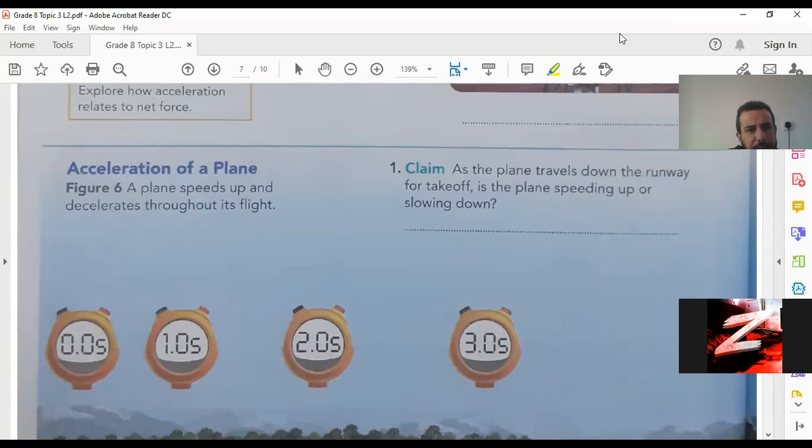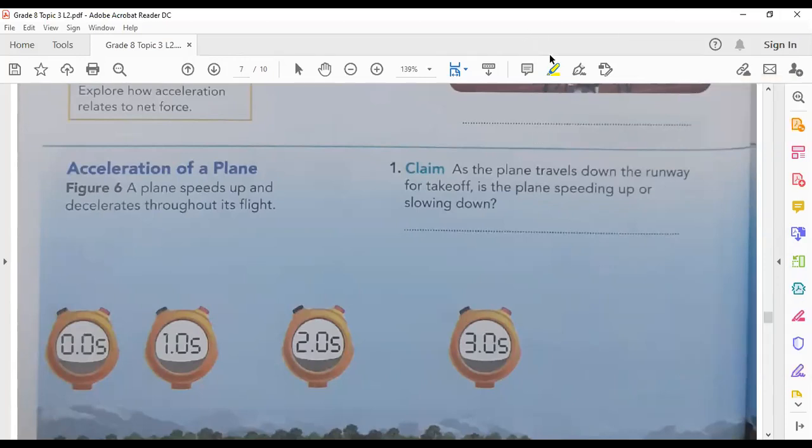Yes, excellent. So, as the plane travels down the runway for takeoff, it is speeding up. Exactly, Zaid, thank you. Speeding up.